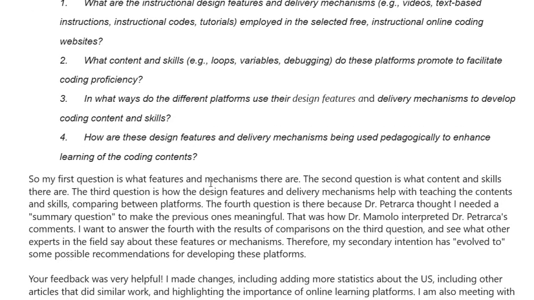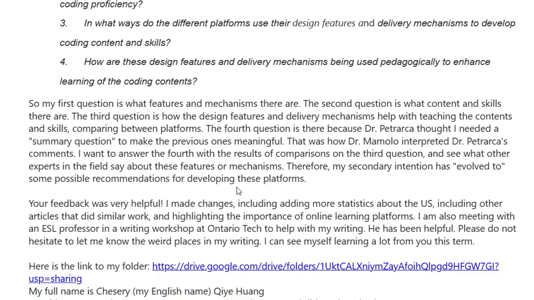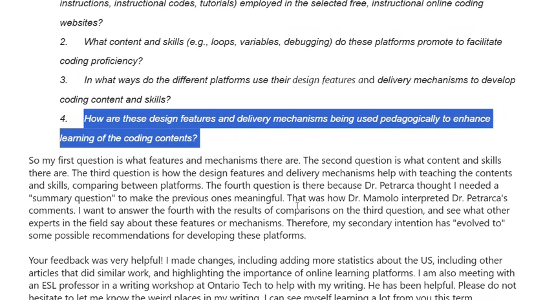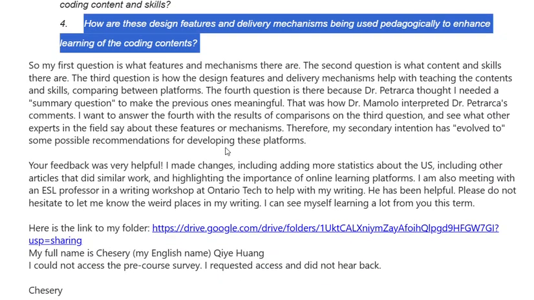These questions are fine, but the last question is going to be difficult to actually answer because you don't know how they're being used in a pedagogical way. The question is a summary question to make the previous ones meaningful. I just don't think the pedagogy is important, but you're going to say, how are you going to answer that? It's not a bad question.